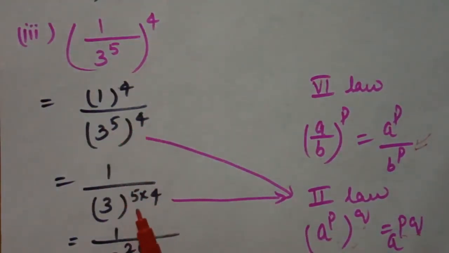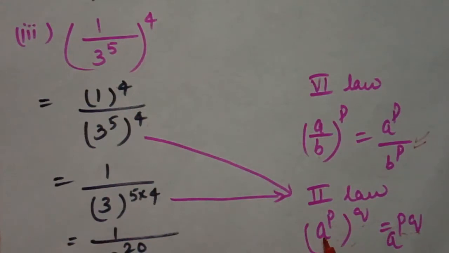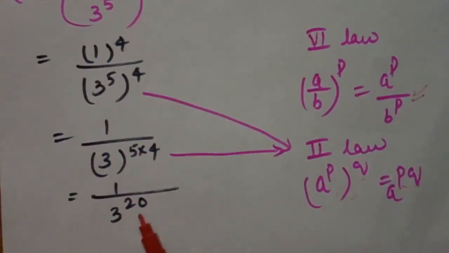So in this question, 1 raised to the power 4 is 1, and then what happens with the denominator? We know our second law, when the base is same and there are two different powers, then they are multiplied with each other. So it becomes 1 upon 3 raised to power 5 multiplied by 4. Then it is 1 upon 3 raised to the power 20.